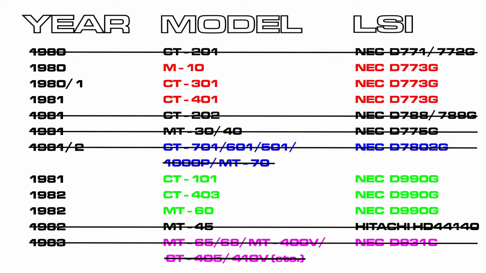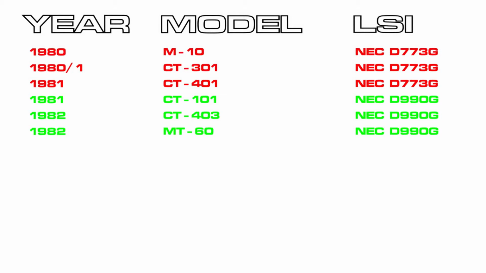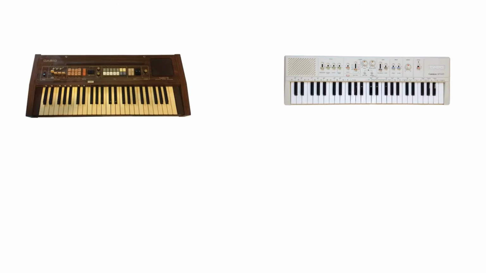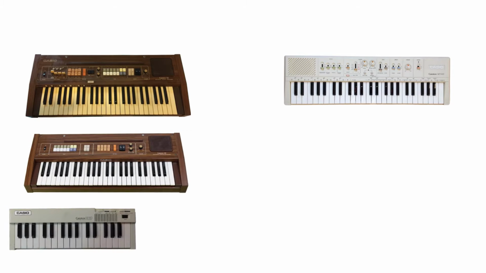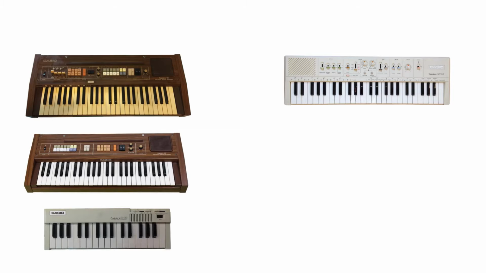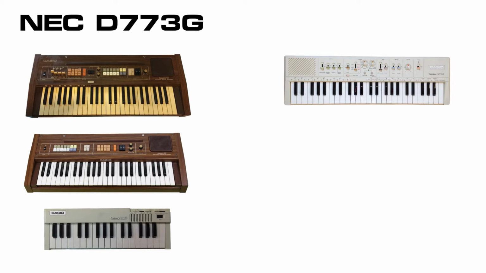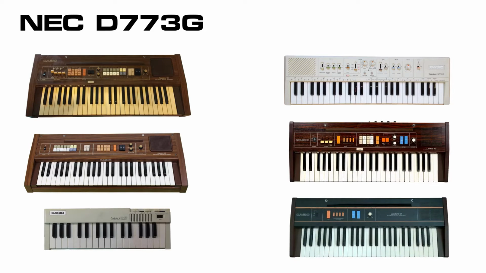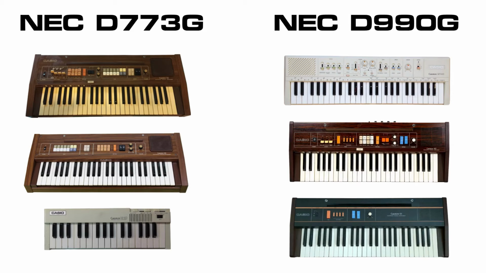This now leaves us with a new list showing two distinct families of Casio keyboards that have the unique Frog preset tone on board. Anthony has already shown us that the 401 and MT60 models have the Frog preset, and we can also add the 301 and M10 to the 401 family, as they all use the NEC D773 LSI. Furthermore, we can add the 403 and 101 to the MT60 family, as they all use the NEC D990 LSI.